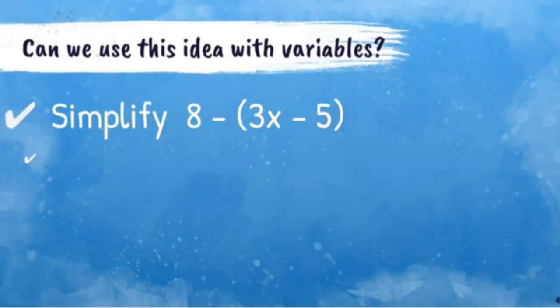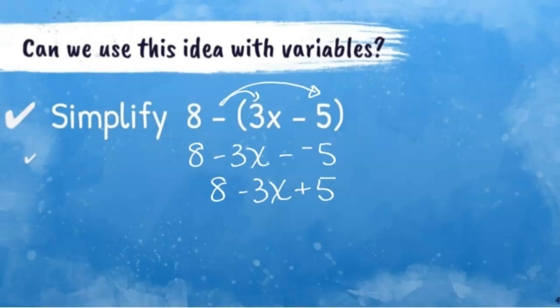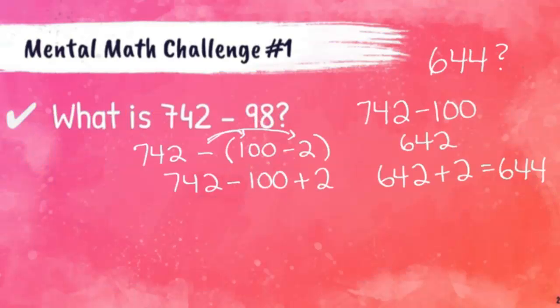Okay, can we use this idea with variables? Could we try to simplify 8 minus the quantity 3x minus 5? Okay, in fact, we can. We're going to have to take this minus sign and distribute it to each part inside the parentheses. So we have 8 minus 3x, but then notice here we have a minus 5. It's a lot more common for us to want to write that as 8 minus 3x plus 5. Kind of just like in our earlier example here.